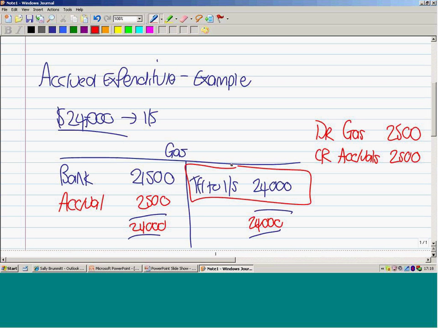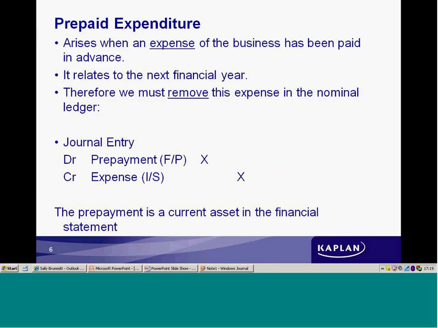Okay, fantastic. So that's kind of looking at accrued expenditure. What I want to do now is have a look at prepaid expenditure, which is kind of the opposite to accrued expenditure. So let me just go back to my PowerPoint slides. What we do now is prepaid expenditure. As I said, this is the complete opposite to what we've been looking at in terms of accrued expenditure. Effectively, the expense arises when an expense of the business has been paid in advance.